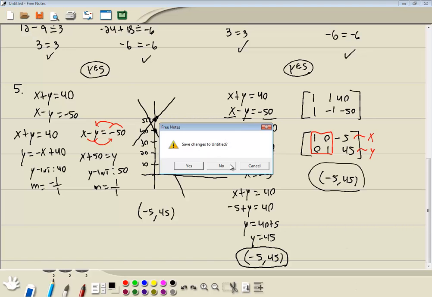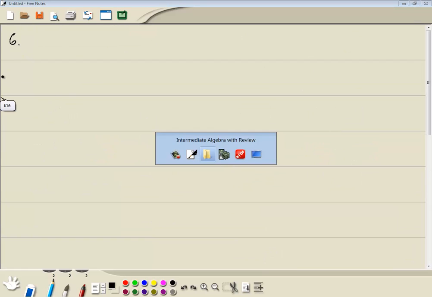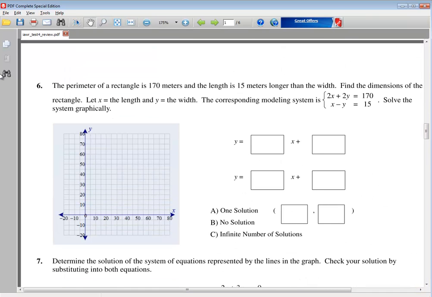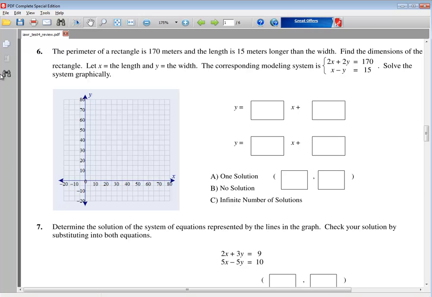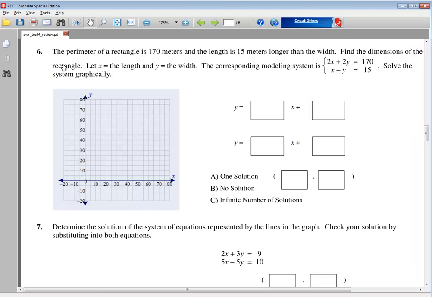And start a new one. And we'll take a look at problem number 6. Perimeter of a rectangle is 170 meters and length is 15 meters longer than width. Find dimensions of the rectangle. Let x equal the length and y equal the width. Corresponding modeling system is 2x plus 2y equals 170, x minus y is equal to 15.